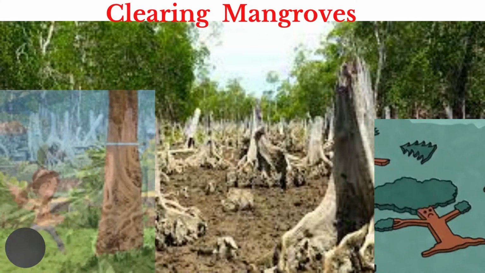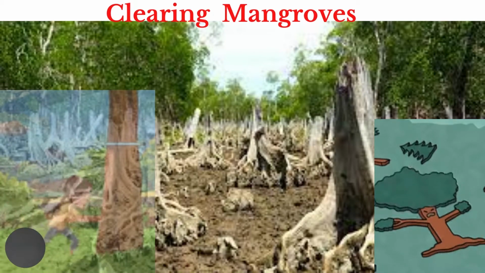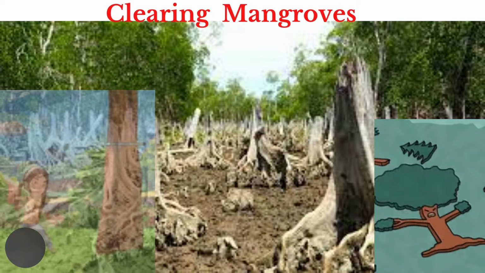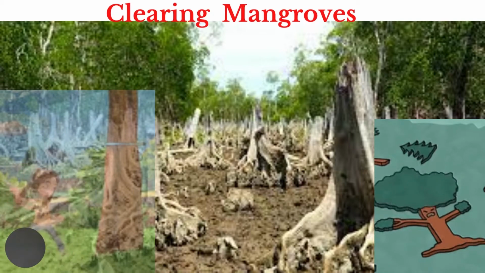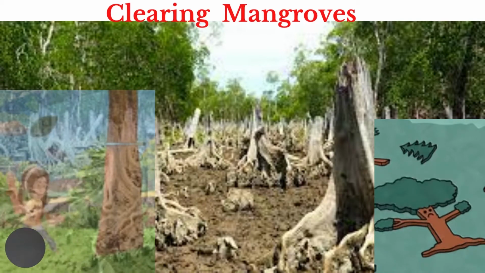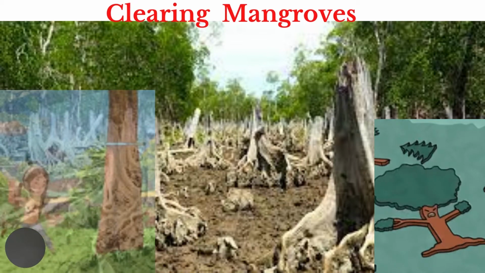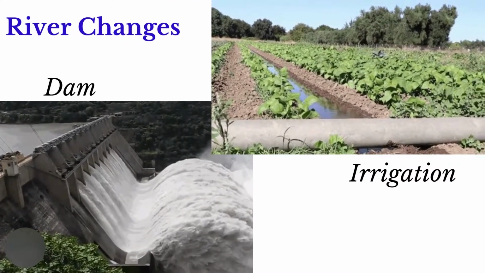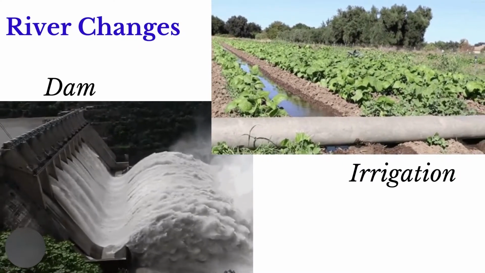Additionally, there has also been an over-harvesting of mangroves. Mangrove trees are used for firewood, construction wood, charcoal production, and so on. Harvesting is no longer sustainable and, in fact, is threatening the future of these ecosystems.